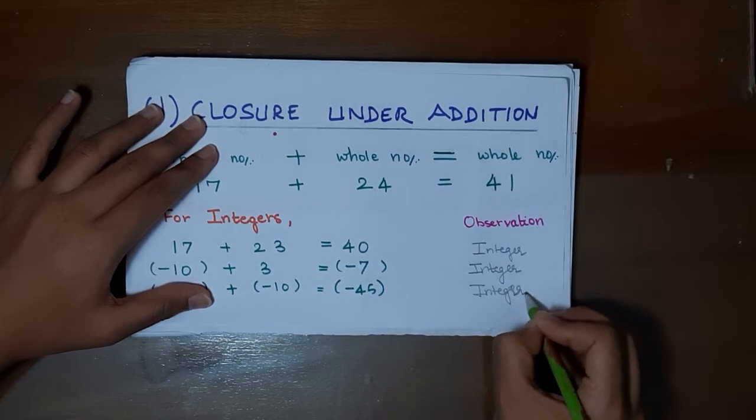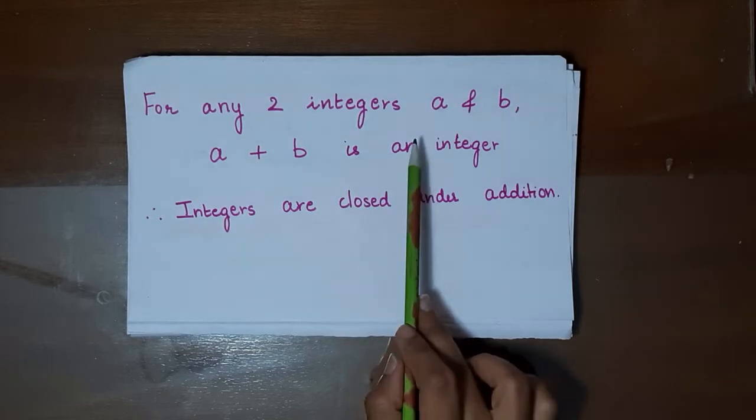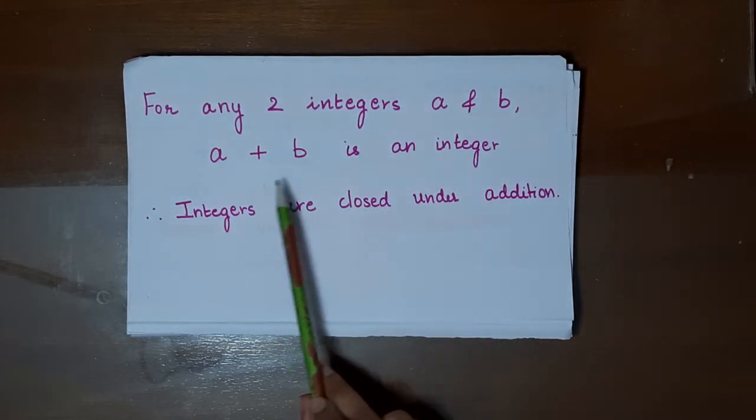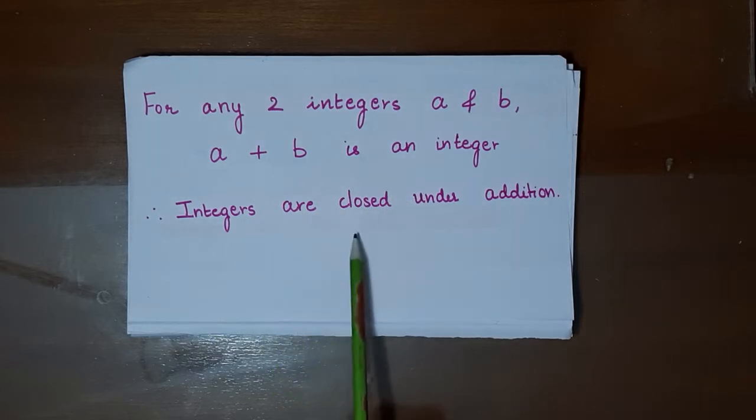Therefore, we can say that for any two integers a and b, a plus b is an integer. Therefore, integers are closed under addition. I repeat, for any two integers a and b, a plus b is an integer.